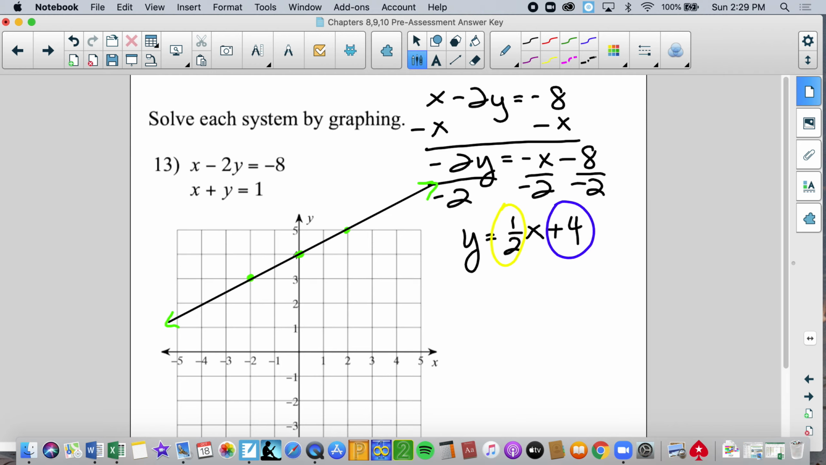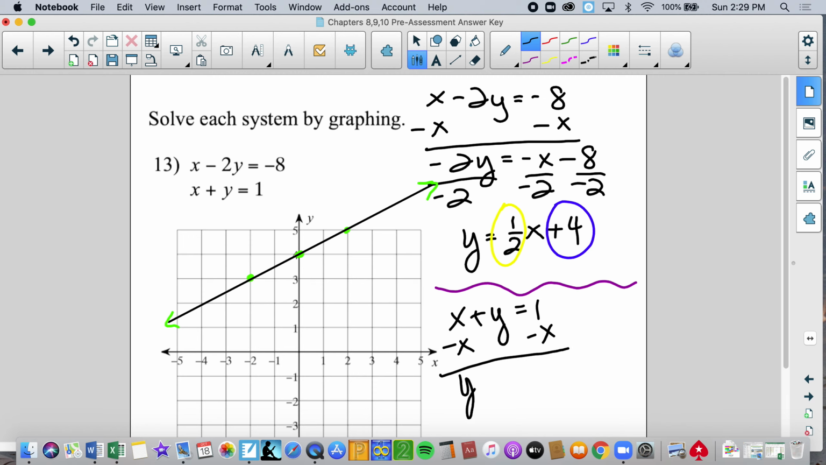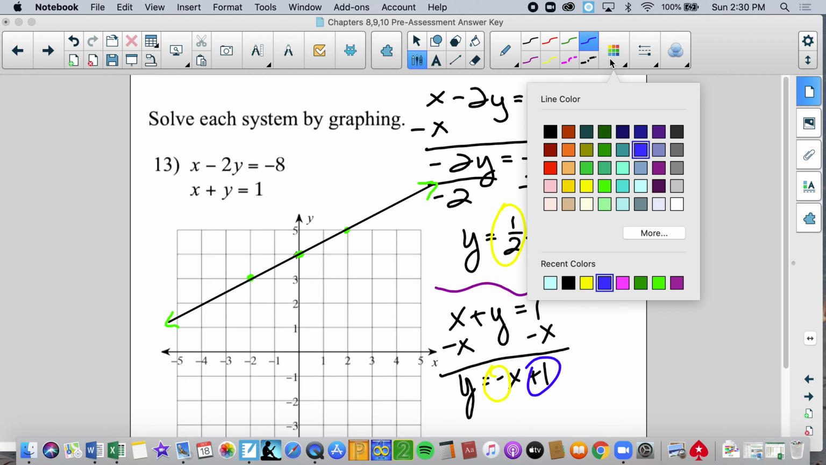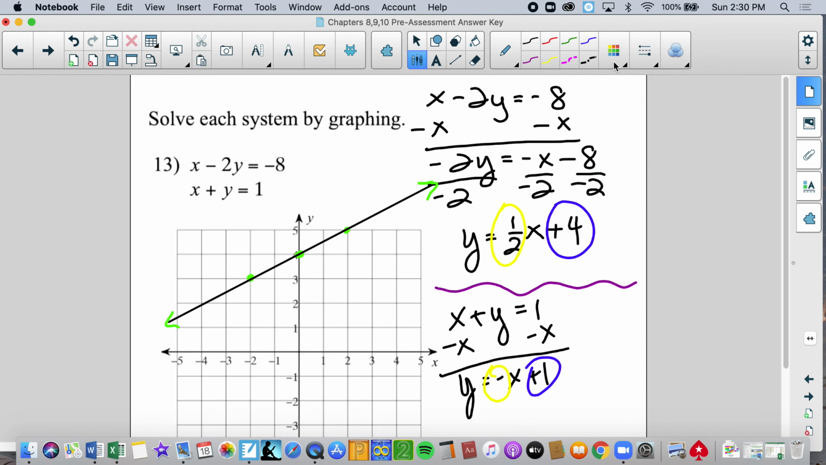Again, here's my second equation. My second equation is x plus y equals 1. We're going to solve for y, so we can get it in slope-intercept form. My slope is -1. My y-intercept is +1. So when I make my point, let's get Philly orange, that's 1, and my slope is -1/1. So I go down 1, right 1. Down 1, right 1. Connect those dots.